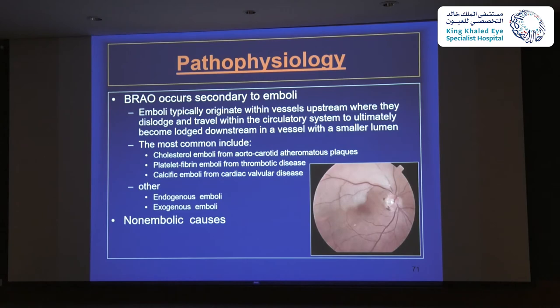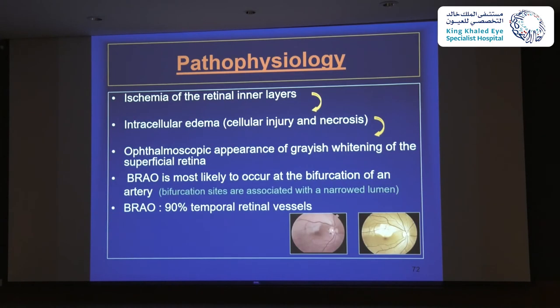I will not go on here. The most important thing is to focus on the type of emboli you have, because branch retinal occlusion is mainly caused by emboli, either cholesterol, platelet fibrin, or calcified, or other types like endogenous emboli, exogenous emboli, or it could be non-embolic types. As we said before, we will not talk about these things because this sequence is normal in any occlusion, leading to ischemia and degeneration. Branch retinal artery occlusion is most likely to occur at the bifurcations of an artery.